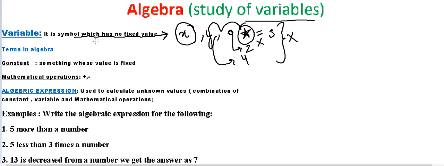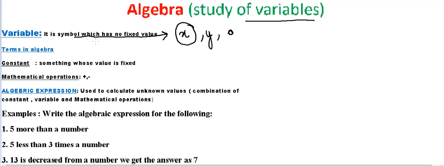Before moving forward, let us understand what algebra is. Algebra consists basically of a variable. The very first thing which defines algebra is a variable. So we have understood what a variable is. Now let us come to the topic of terms in algebra. The very first term is constant. A constant is something which has a fixed value.